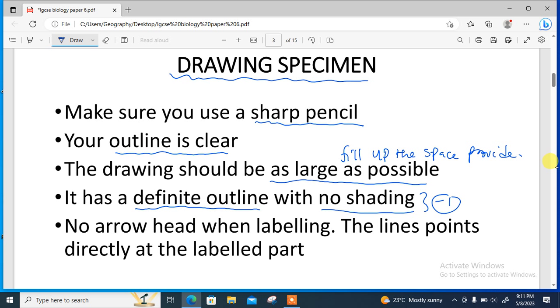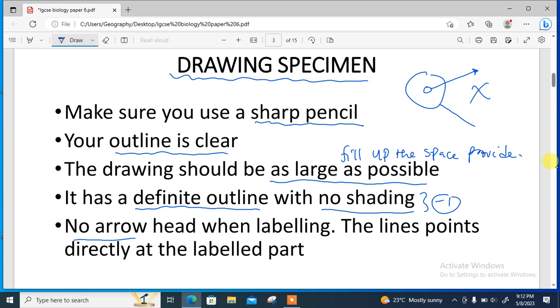There should be no shading, no matter what, because that already will make you lose 1 mark. And no arrows should be used in labeling. Let me give you an example. Possibly I draw an animal cell and I want to label the nucleus. If I draw an arrow in any direction and write nucleus there, this will definitely make you lose a mark. So if you want to label, you should just point in the direction and draw a straight line and label your diagram. That is very important.